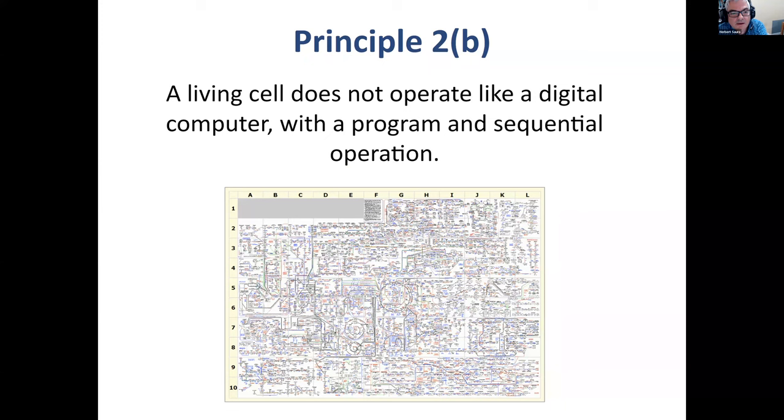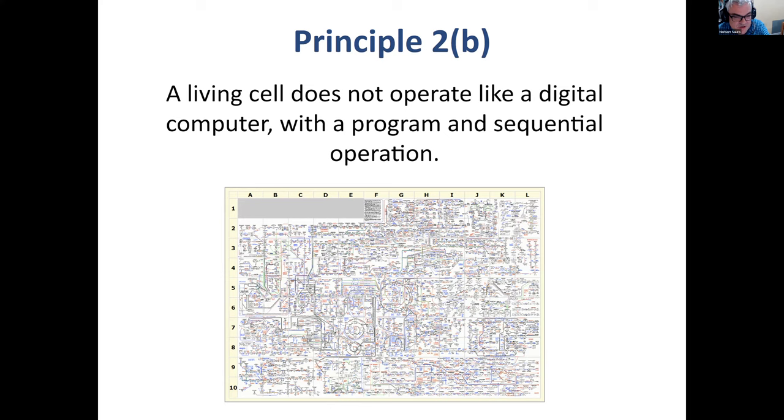A living cell does not operate like a digital computer with a program and sequential operation. It's easy to think of it like that because, you know, computers are all around us. And then we try to make the analogy between what we have in our everyday life with what we see in nature. Doesn't always work. I mean, the Victorians thought of everything in terms of steam engines and so on.